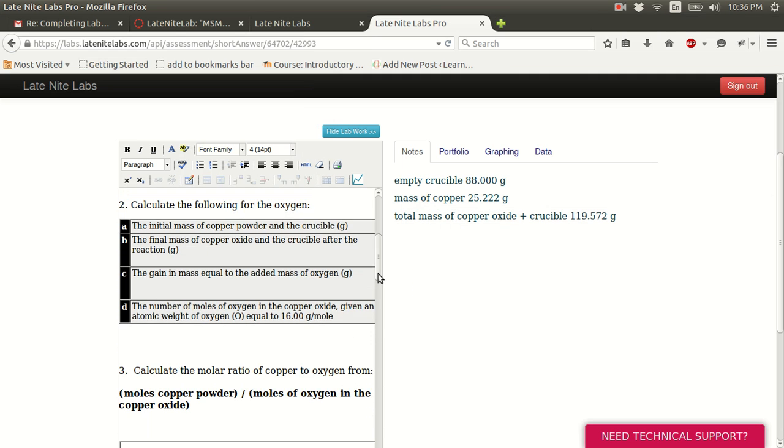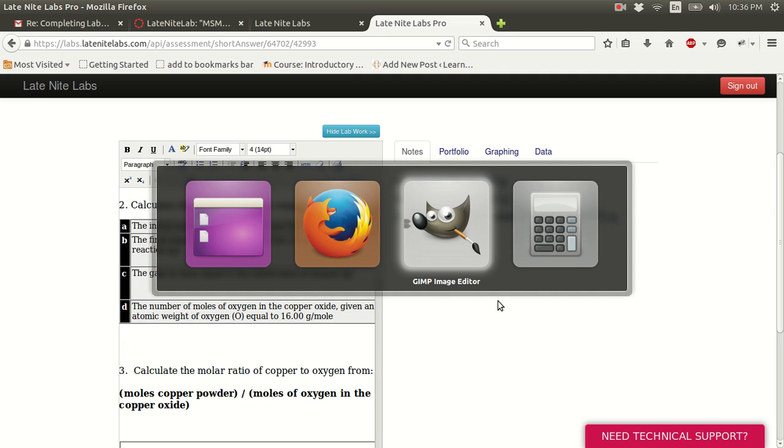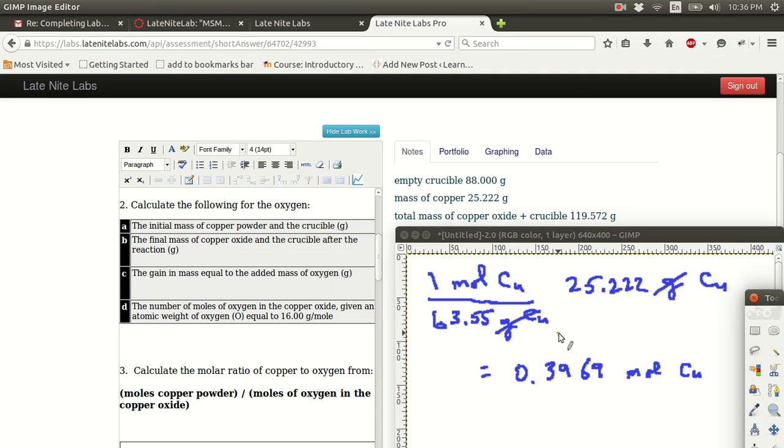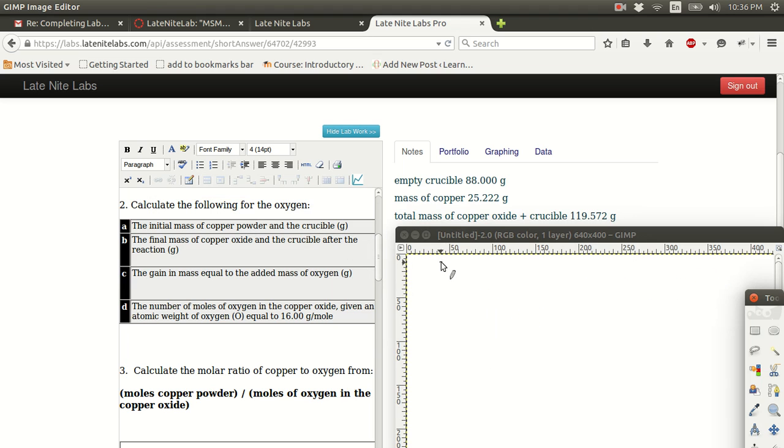Let me go on down now here to the next portion of calculations. The initial mass of copper powder and the crucible. That's the empty crucible plus the mass of the copper that I added in. So that's going to be 113.222 grams. I just added 88 plus 25.222, but you also measured that in the lab, or I also measured that in the lab, it's just I didn't write it down. So that one goes for this blank.